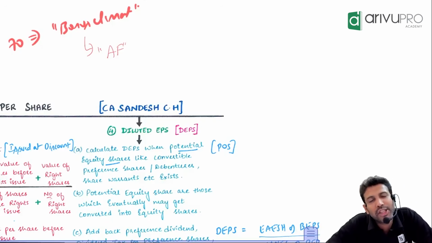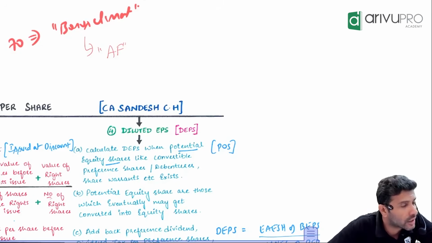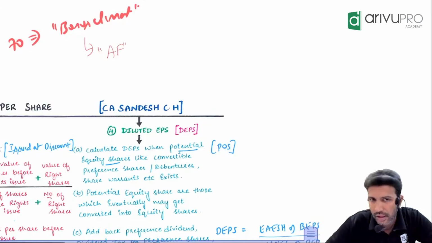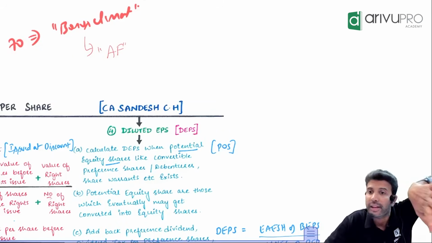Sir, potential ordinary shares means they are those shares that currently are not equity shares, but in future they may become equity shares.